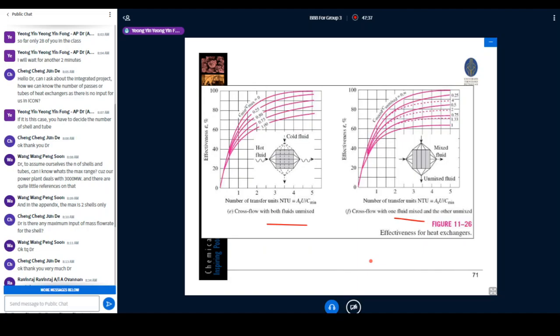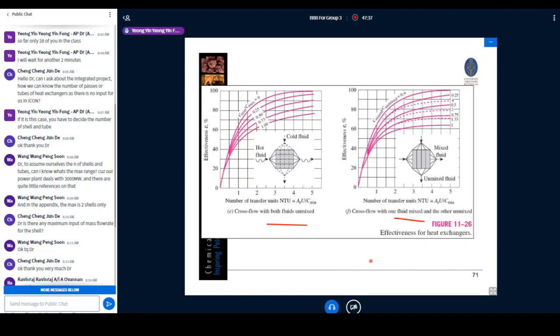Okay, then if my NTU is about 2, definitely I will choose the counter flow, if I want to get the higher efficiency and I do not have any limitation on the budget. If you have any limitation on the budget, you can do some calculation, the costing. Maybe you will choose the cross flow, the middle one, in order to cut the cost.